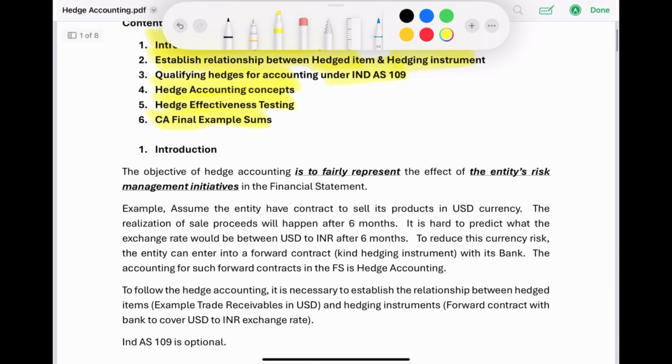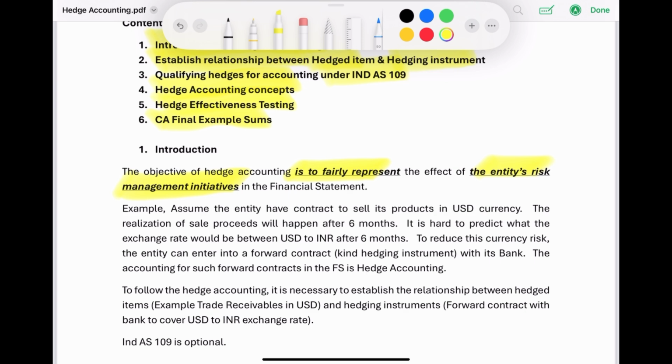Okay, so first, the introduction. The objective of hedge accounting is to fairly represent the effect of an entity's risk management initiatives. An entity might have various risks, like the foreign exchange risk, and there are many risks an entity might have, and the entity will also have risk mitigation initiatives.